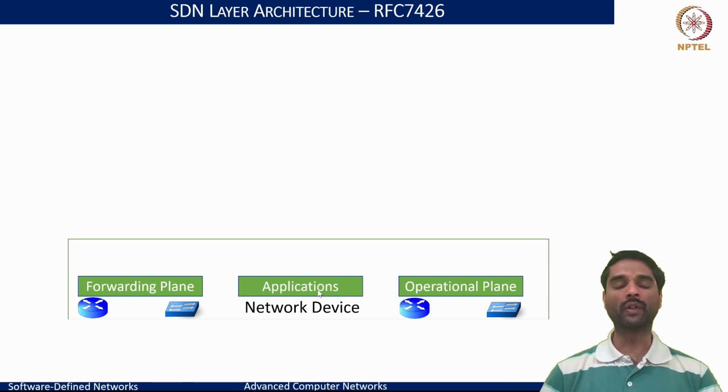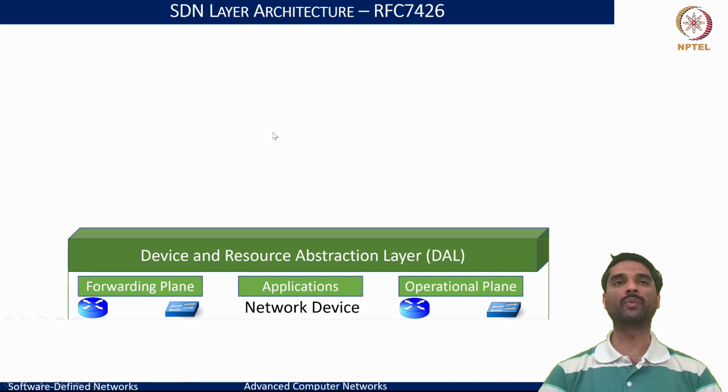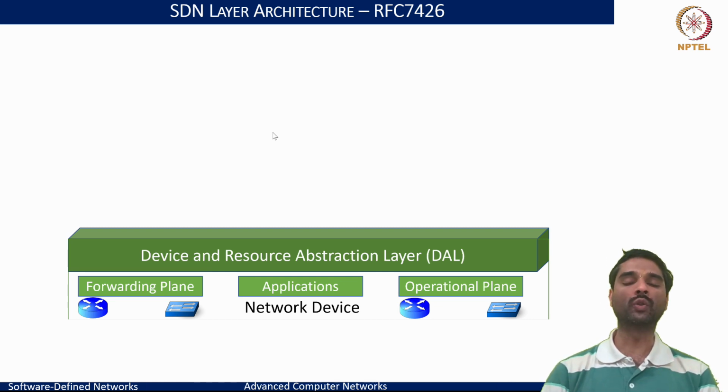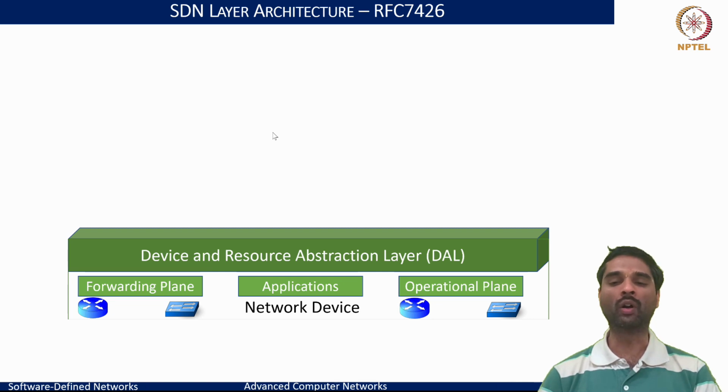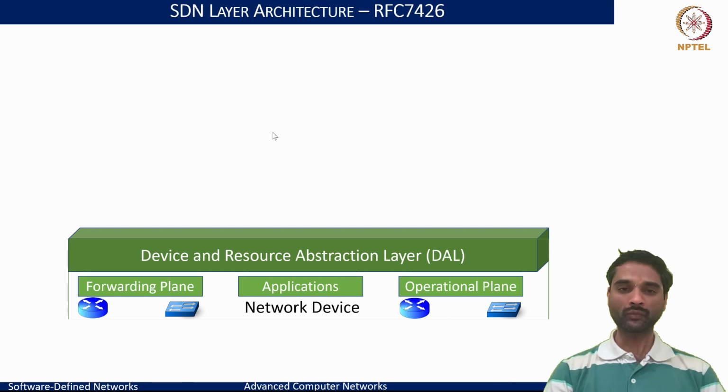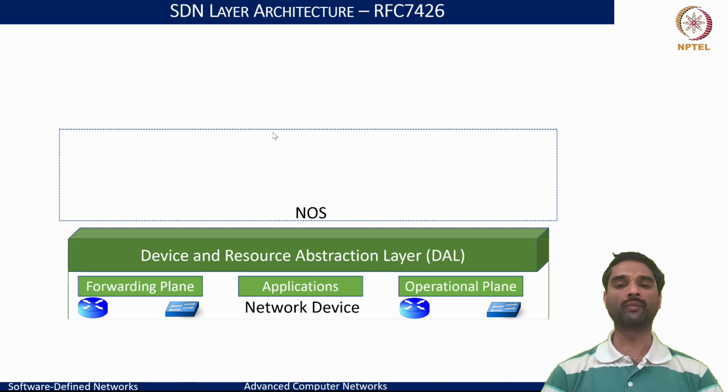But now with open APIs that we want to bring in the SDN layer, what is more crucial is to add a device and resource abstraction layer. And this is the layer that is responsible for exporting out the key interfaces through which the network operating system can communicate either with the forwarding plane of the device or with the operational plane of this physical or virtual router and switch device. And on top of this device and resource abstraction layer would be our network operating system, or what we call a remote SDN controller.